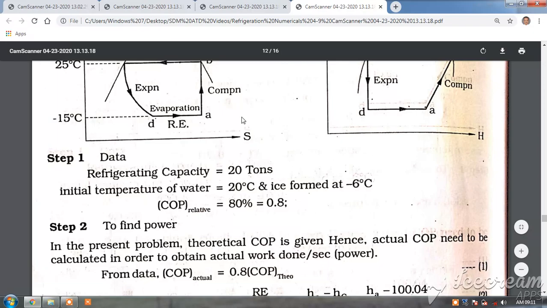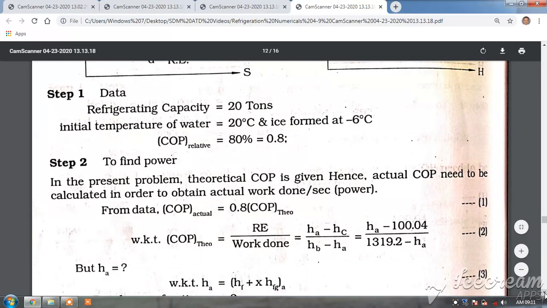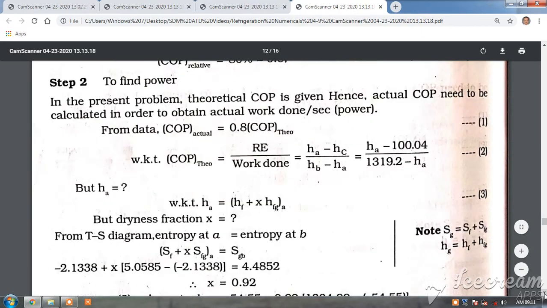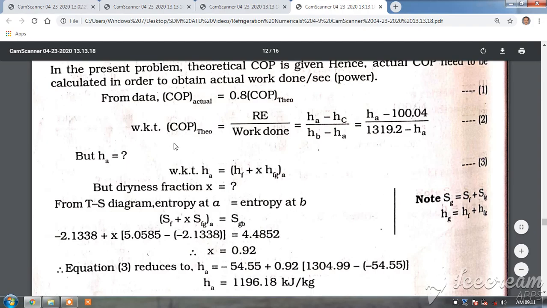Once you understand this table, then it is very simple. So refrigerant capacity is 20 tons and ice is formed at minus 6 degrees, 273 minus 6 in Kelvin. Now COP relative is 0.8. Now you have to find out COP theoretical is equal to HA minus HC divided by HB minus HA. So HC is known on the saturated liquid line, HB is known on the saturated vapor line, but we don't know HA. So HA is in the wet region.